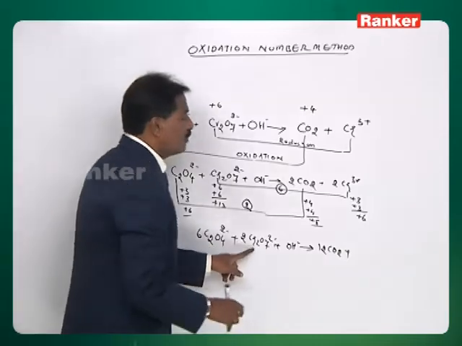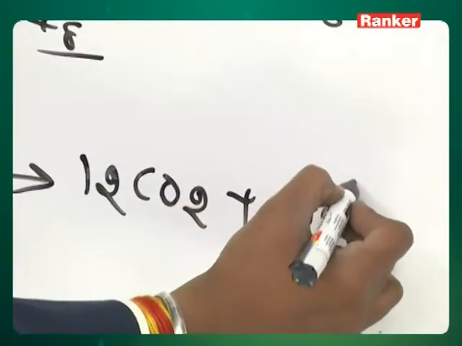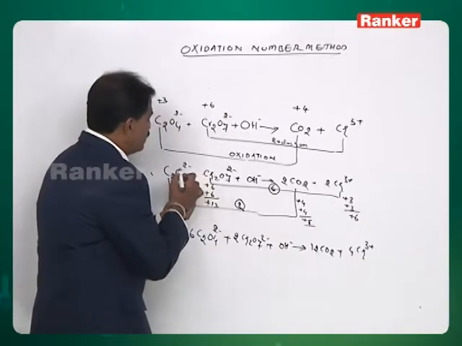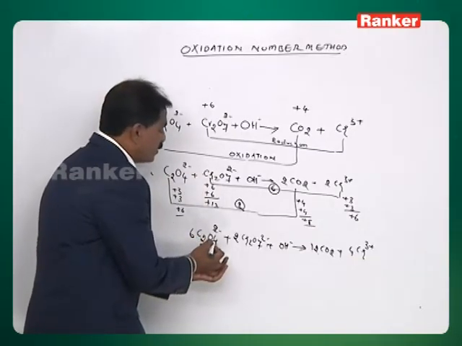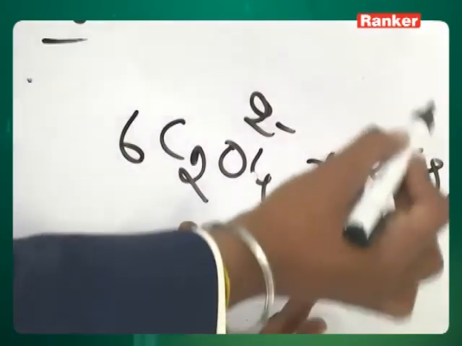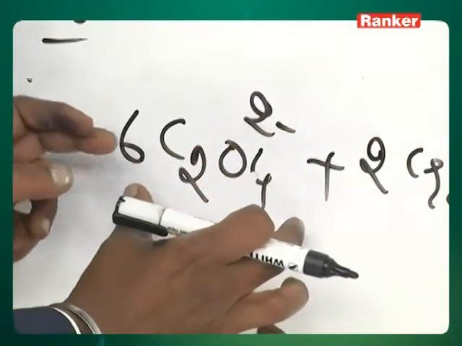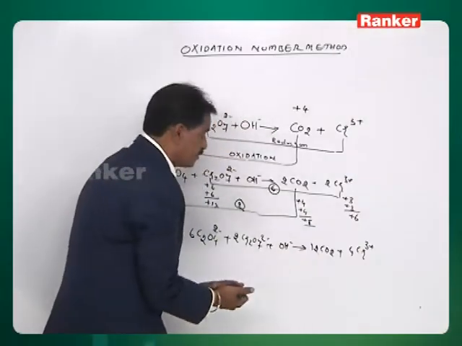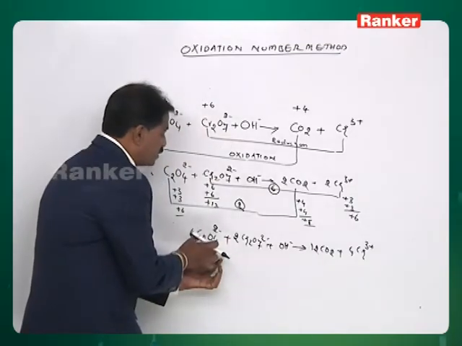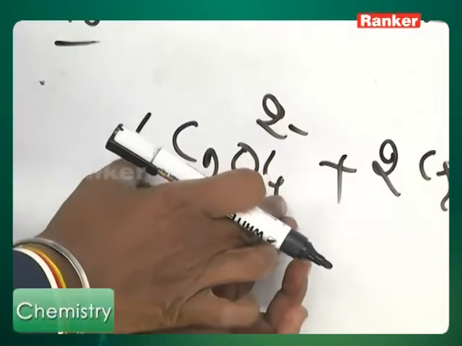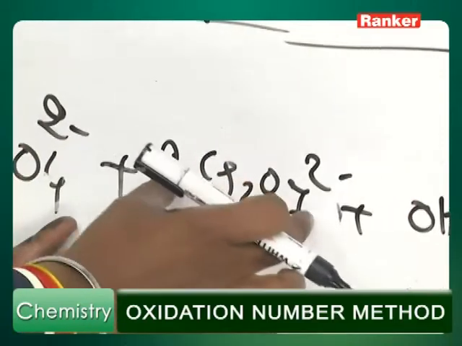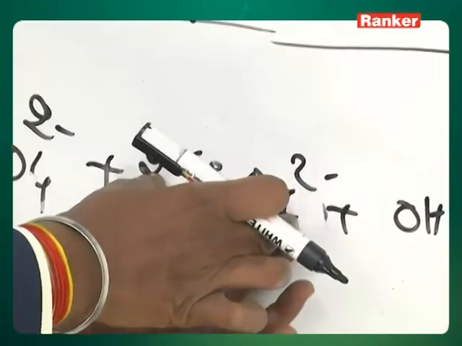Here 4 chromium atoms. Therefore make this side also 4. After balancing the heteroatoms, now we have to balance the oxygen atoms. For balancing of the oxygen atoms, first count the total number of oxygen atoms on the left side as well as on the right side. Here on the left side, 6 into 4, 24 oxygen atoms. Here 2 into 7, 14. So 24 plus 14, 38 oxygen atoms are present.